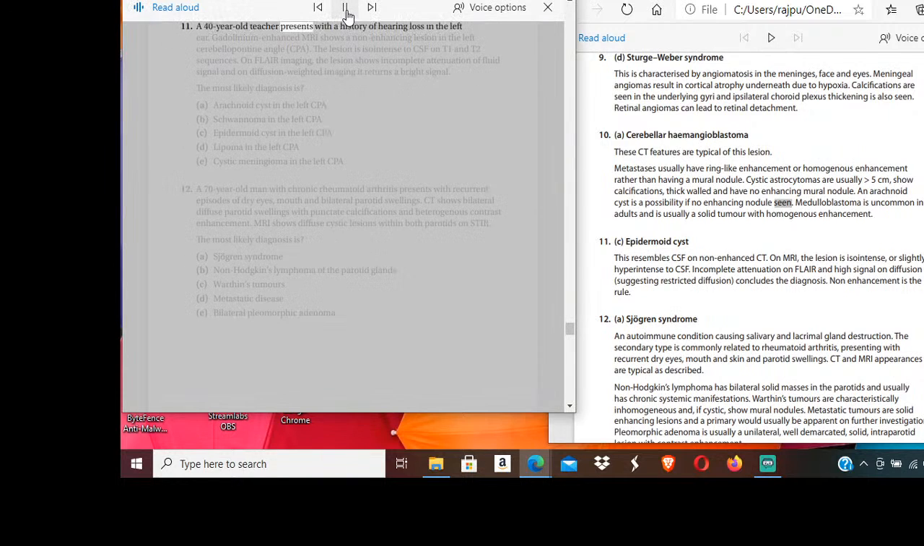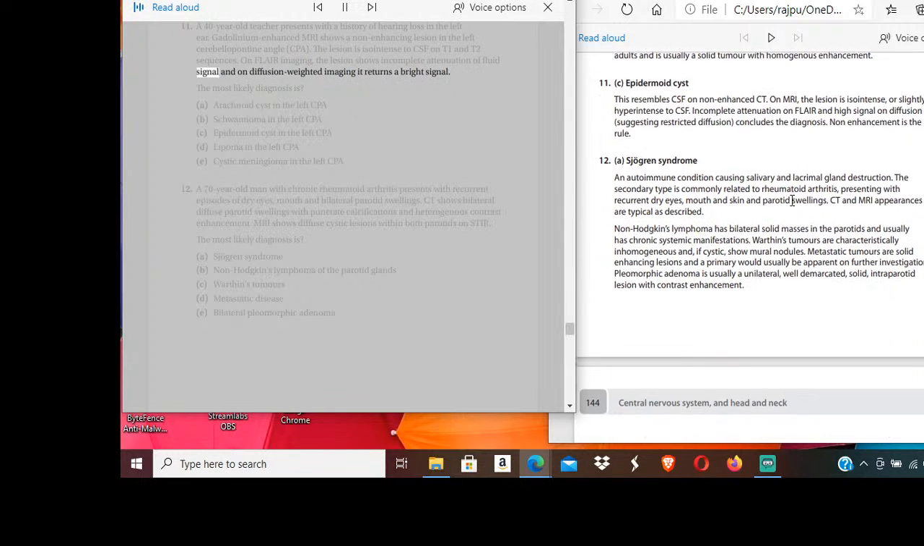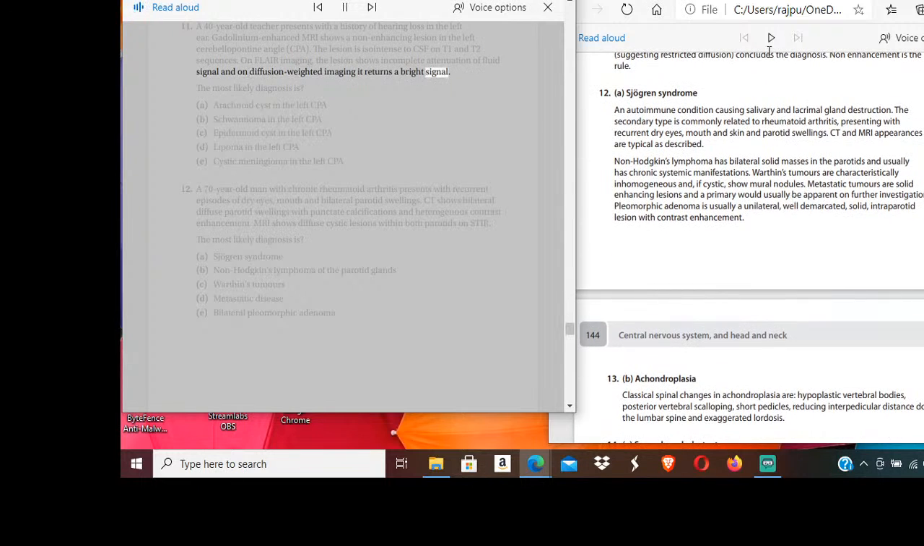11. A 40-year-old teacher presents with a history of hearing loss in the left ear. Gadolinium-enhanced MRI shows a non-enhancing lesion in the left cerebellopontine angle, CPA. The lesion is isointense to CSF on T1 and T2 sequences. On FLAIR imaging, the lesion shows incomplete attenuation of fluid signal and on diffusion-weighted imaging it returns a bright signal.